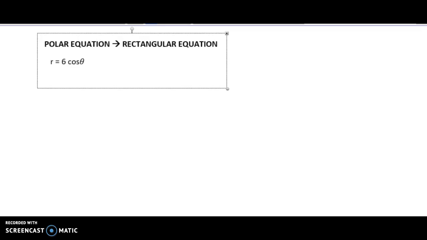Okay. You're also going to have to convert equations, all right, not just polar coordinates. Okay, but before we get into that, I want to remind you of these equations and relationships from the last unit. That's going to pop up right now.